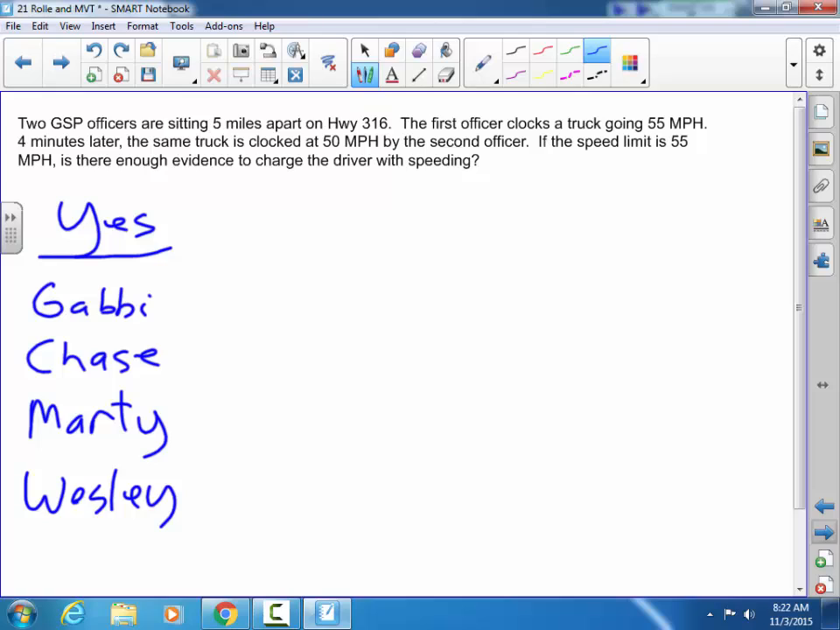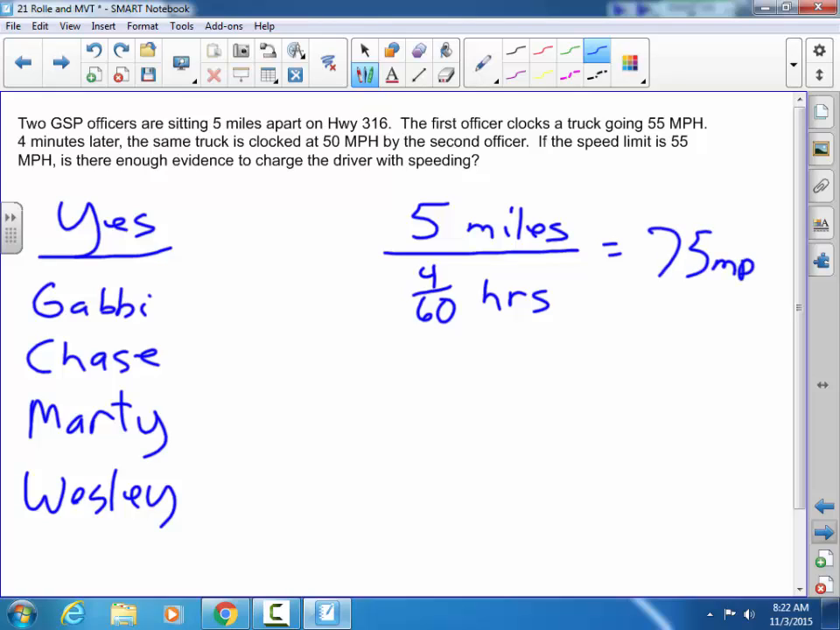Okay, so he went 5 miles in 4 minutes, which is how much of an hour? 4/60 of an hour? No way you can make it that far. You have to be going at least way above. Right, so if you do this out, 5 miles in 4/60 of an hour, then you find out that he was going 75 miles per hour.